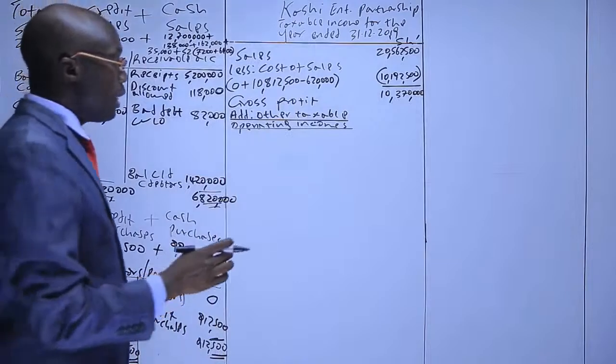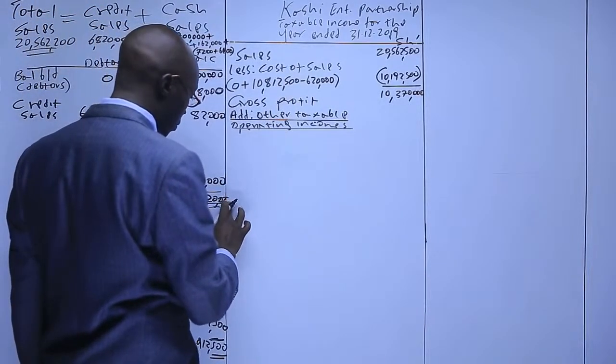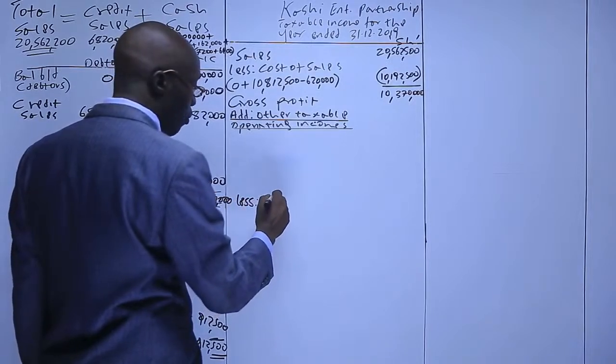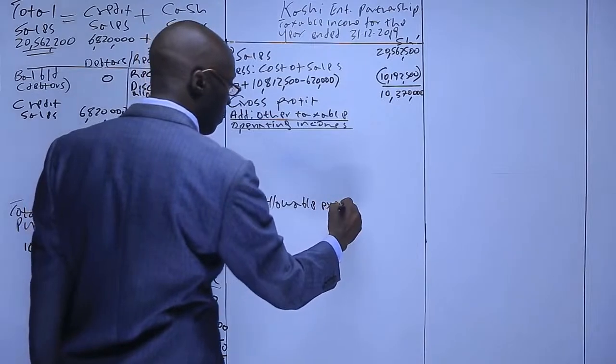Of which case we said you jump a space of like 3 lines and then you less. I want to bring this one here, 1,000. So you less allowable expense after jumping around 3 lines. Allowable expenses.